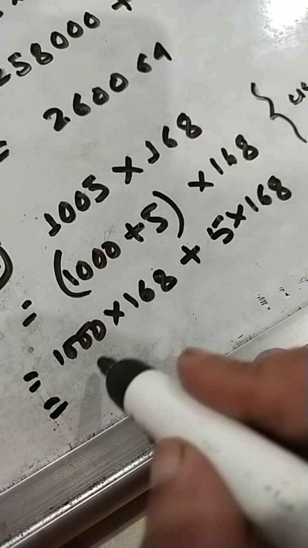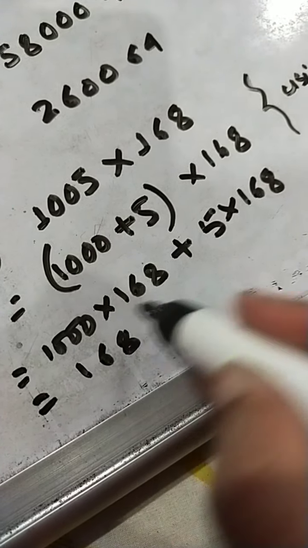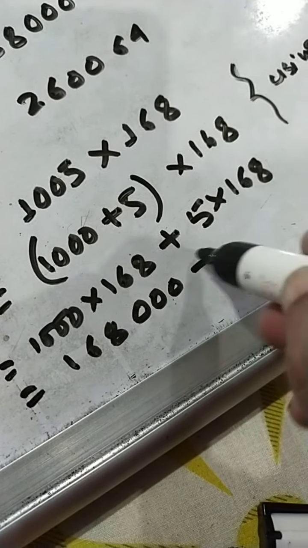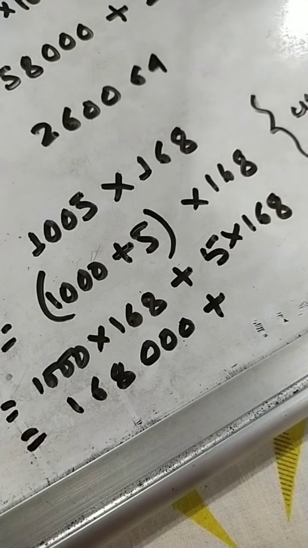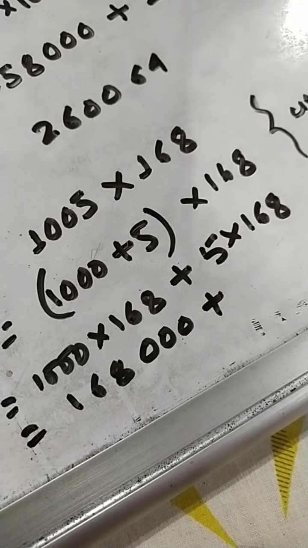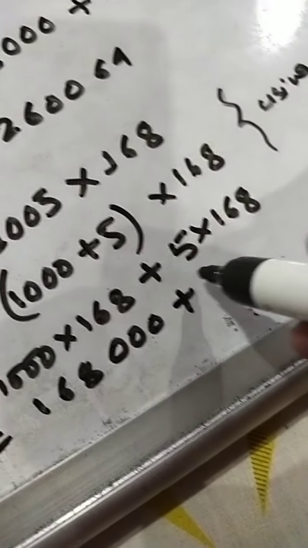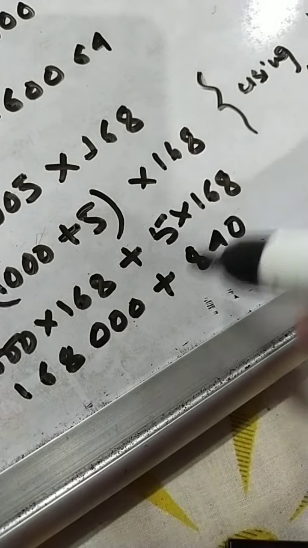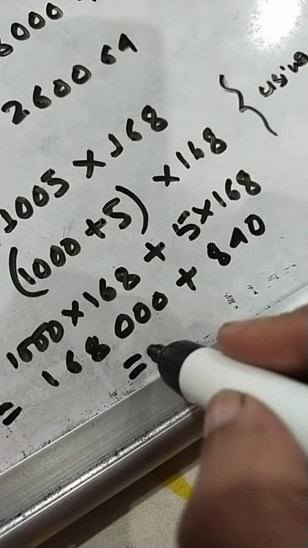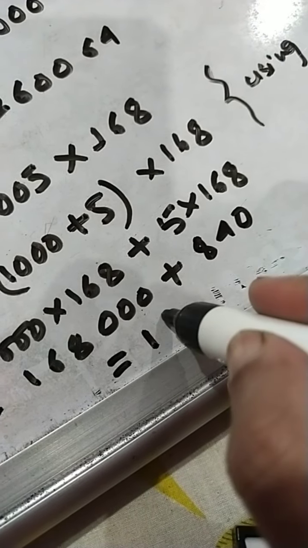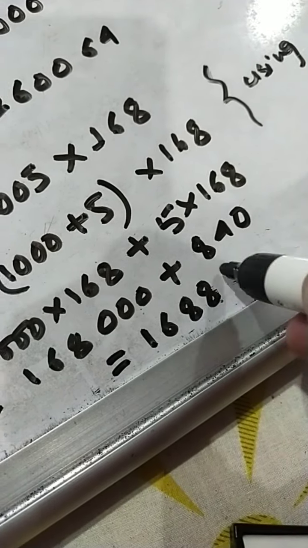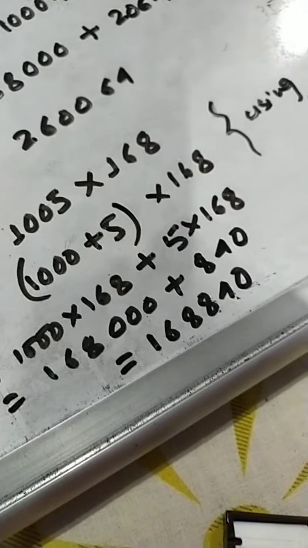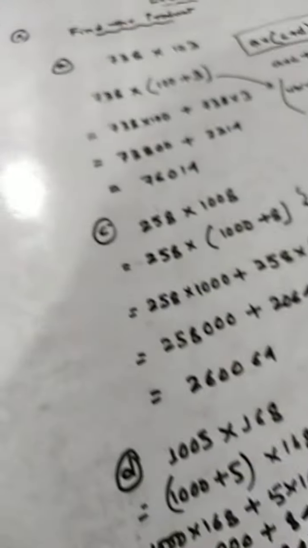So the product would be 168 with how many zeros? 3. 1, 2, 3. And if I multiply 168 with 5, I will get the answer as 840. What will be the final answer then? 168840. Okay, so this is the solution of sum number 4.